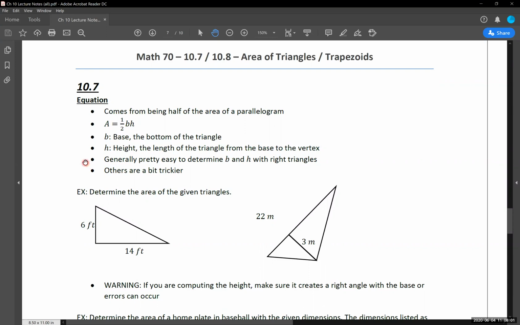That being said, the really nice part about working with right triangles, like the one that we have down here, I failed to put the box in there, but it should be there, is that we can determine a base and we can determine a height just by looking at it. So right triangles are really, really nice in that regard. Others can be a bit trickier, as we'll see with our example here.